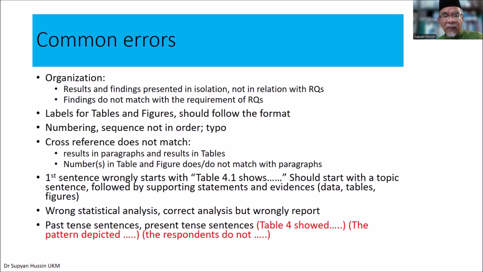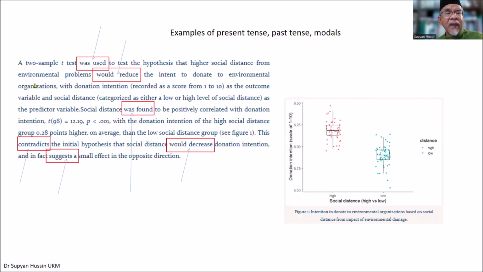Last one, we talk about sentences. Sometimes a student mixes up past tense and present tense. When you have carried out your research, you report in past tense. But when you explain the table, you report in present tense. I'll give you an example here. Okay, a sample to test was used. So this is past tense, carried out already, to test the hypothesis that higher social distance from environmental problem would reduce the intent to donate to environmental organization, with donation intention as the outcome variable and social distance as the predictor variable.